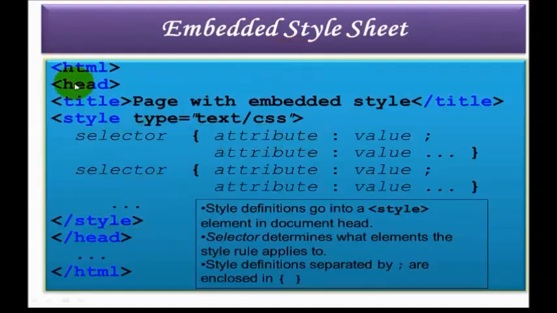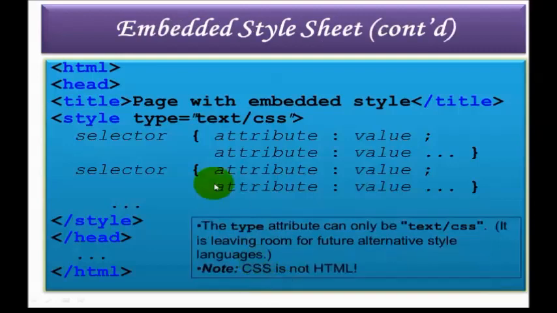So embedded: HTML, head, and you want to define the style tag, and then selectors. You can use any number of selectors and values, and then you want to close your style, head and HTML. The style definitions go in style elements in the document head. The selector determines what elements the style rules will be applied to. The style definitions are separated by semicolons or enclosed inside curly braces.